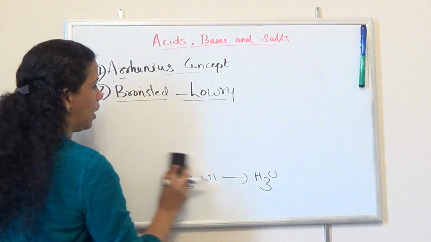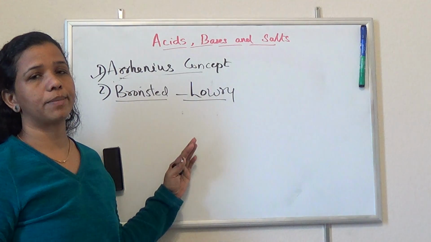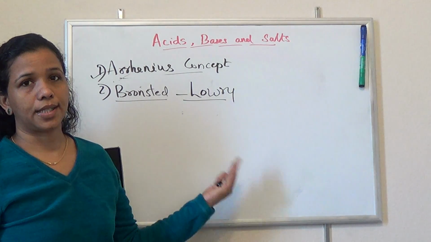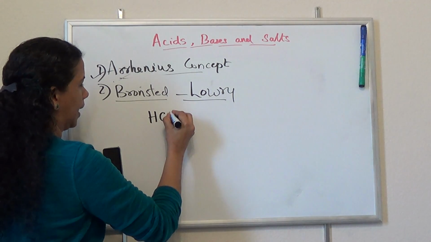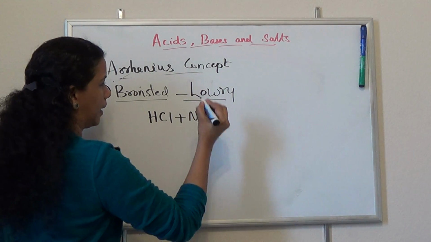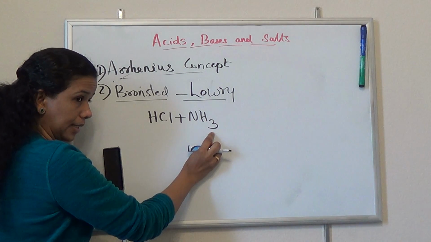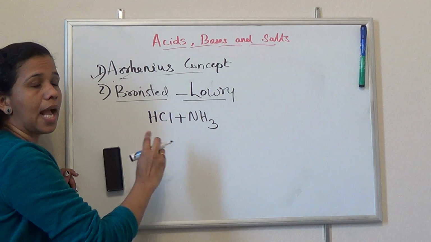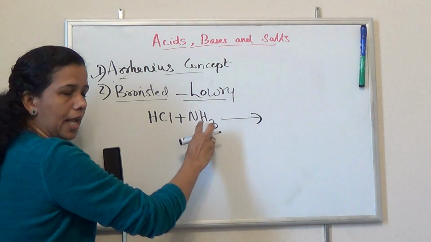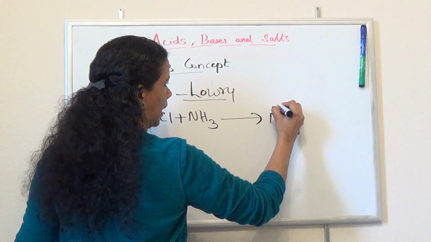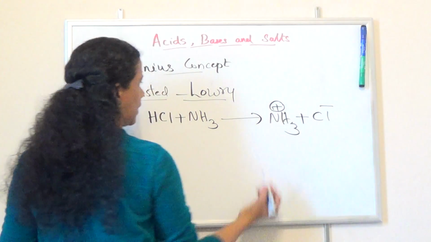So according to Bronsted and Lowry, acids are substances which can donate H plus ions, donate protons, and bases are substances which can accept H plus ion, accept a proton. For example, when HCl reacts with NH3, according to Bronsted and Lowry, HCl is an acid and NH3 is a base. Acid must release a proton and base must accept a proton. So HCl is giving a proton that is accepted by NH3, and that will become NH4 plus. The remaining part is Cl minus.